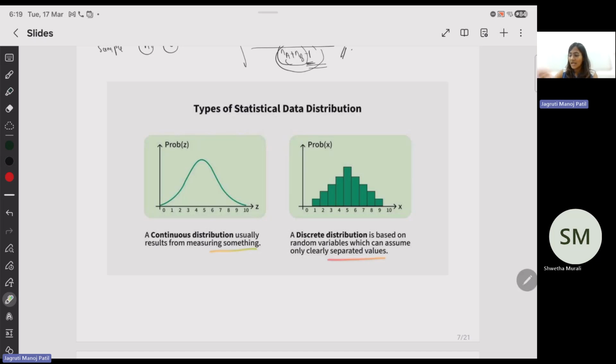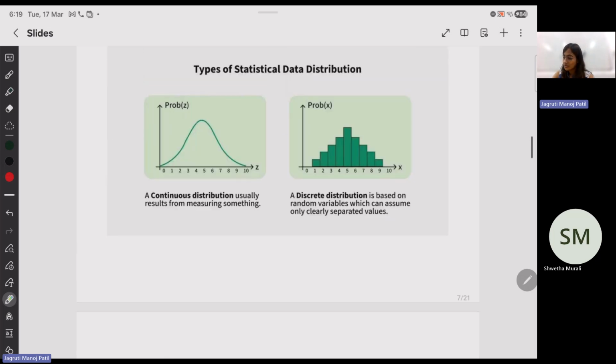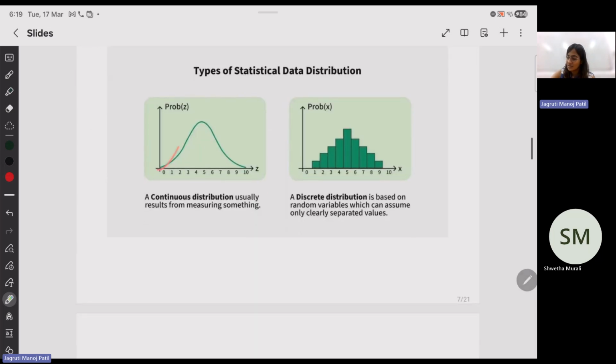Whereas this is taking values from a continuous finite data set. Whereas in this case, it is totally dependent on this random variable and it can assume clearly separated values. So in this case also, you see, this is continuous, not because you see it as a smoothened curve, but because at all points you will have some value defined.